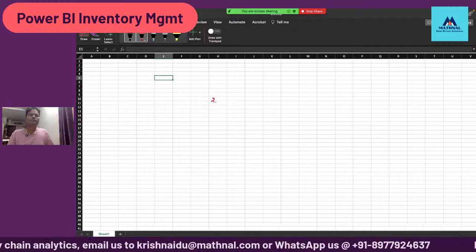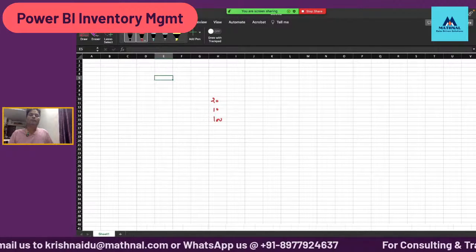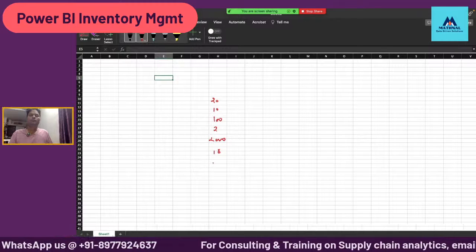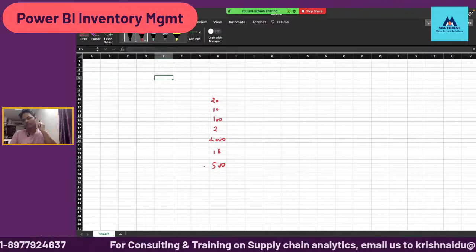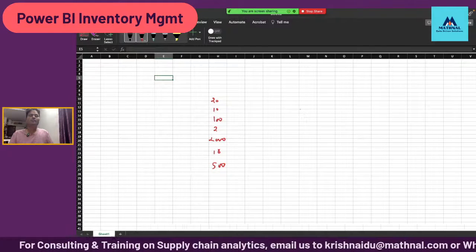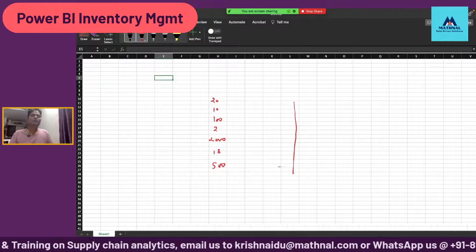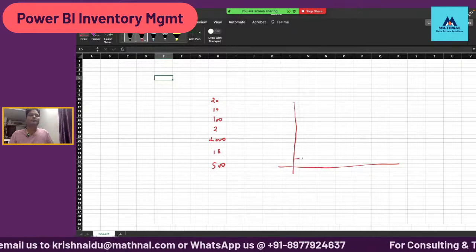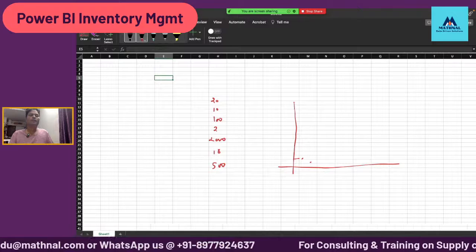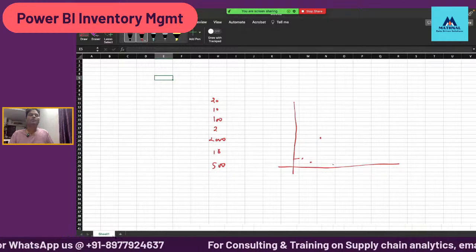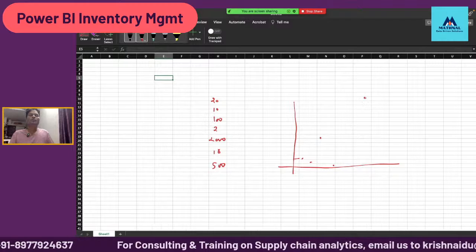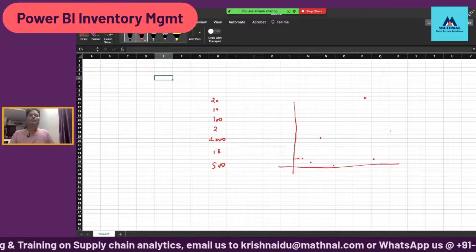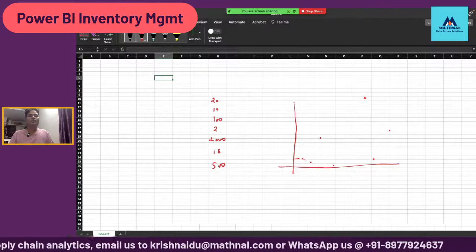Suppose we have data: 20, 10, 100, 2, 2000, 18, 500. If I want to plot this data in a Cartesian, a two-dimensional plot, the first is 20, let's say here. Second is 10, over here. Third is 100 over here. Fourth is 2. Fifth is 2000. Next is 18. And last is 500, which will come somewhere here.